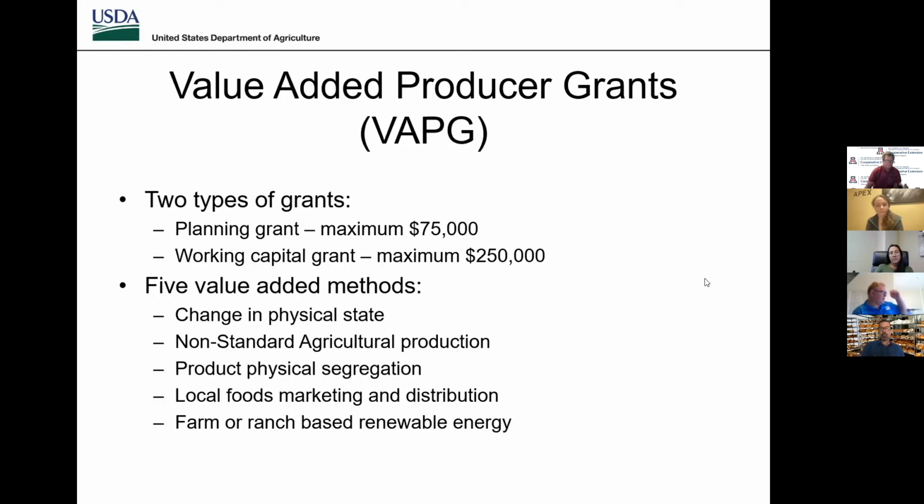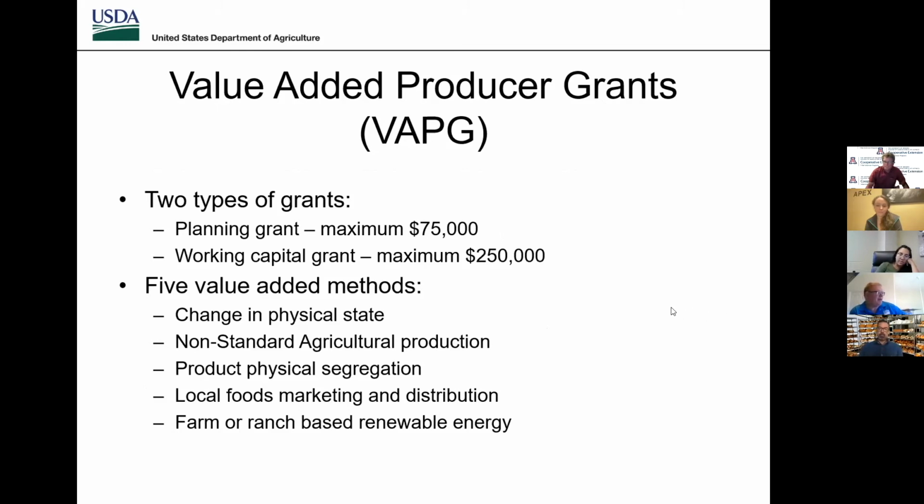What are the types of grants? There's a planning grant and a working capital grant. The maximum for a planning grant is $75,000. That would be kind of to prepare a business plan or a feasibility study for a value-added project. And then there's a working capital grant of $250,000 to actually implement that after the planning.